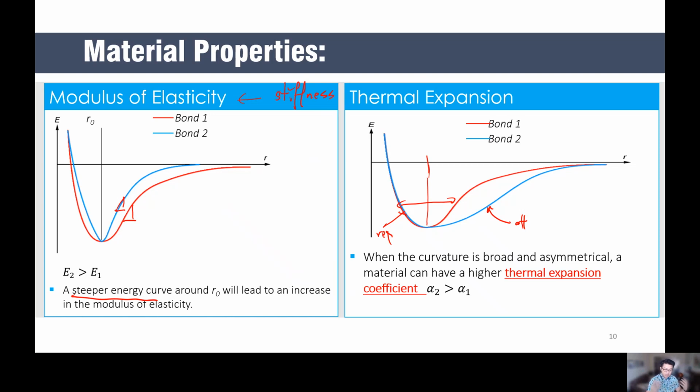It turns out, if that is the case, when you increase the temperature, the repulsion force will be stronger than the attraction force. And so eventually the atoms will separate and that leads to thermal expansion. Depending on the asymmetry of the curve, you will get a different thermal expansion coefficient. The more asymmetric this curve is, the higher the thermal expansion would be.